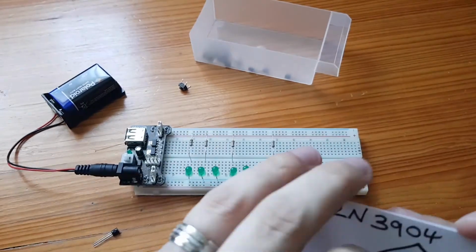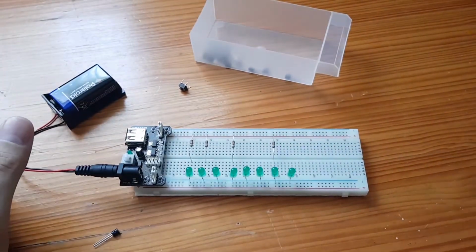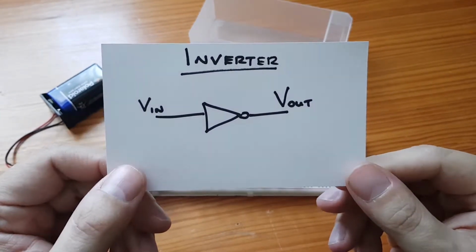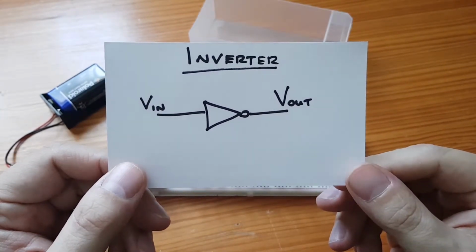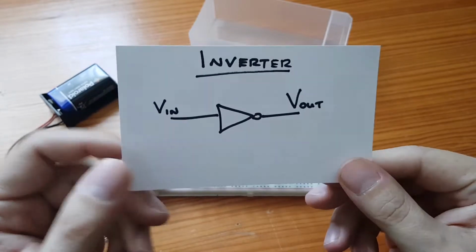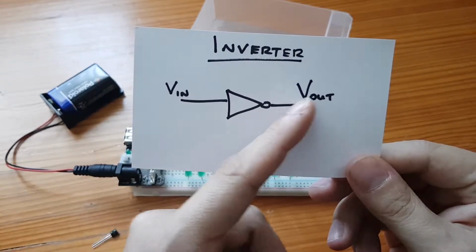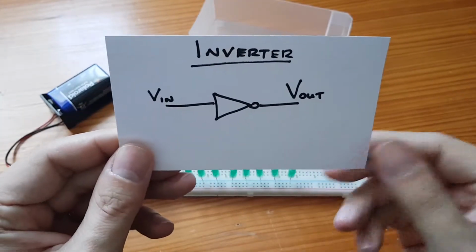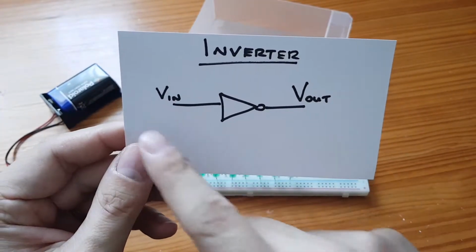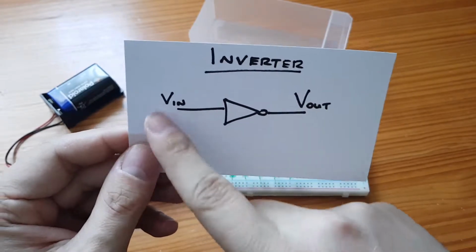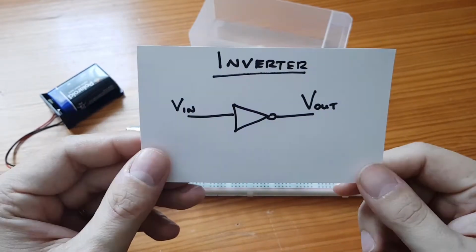Right, let's get onto those logic gates, shall we? So the first one we're going to look at here is called the inverter. And this is a very, very simple logic gate. So basically, voltage comes in, and it does something here, and then some voltage comes out. What the inverter actually does is, if we have a positive voltage coming in, it will actually output nothing. If there's nothing coming in, it will output something.